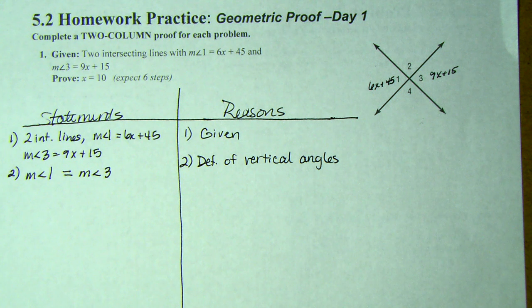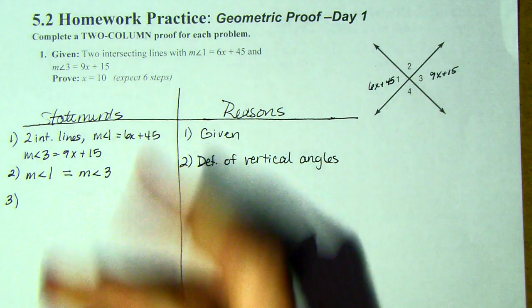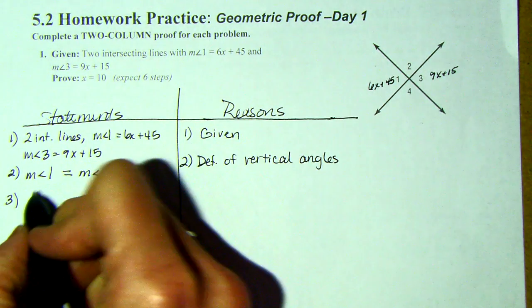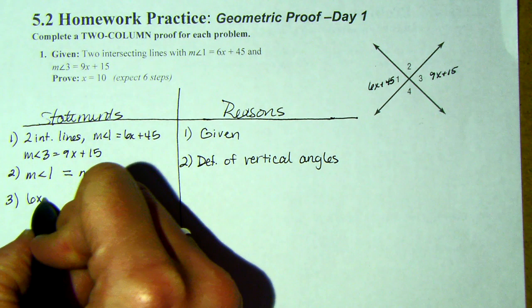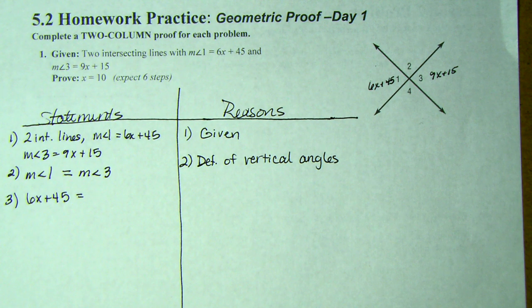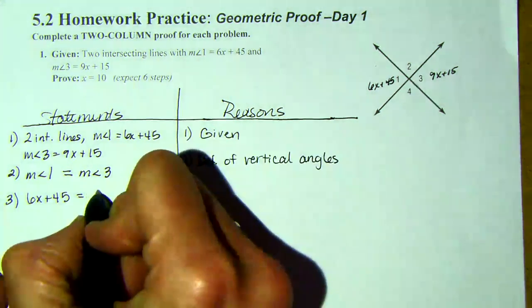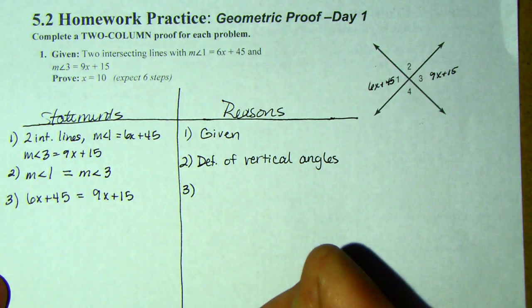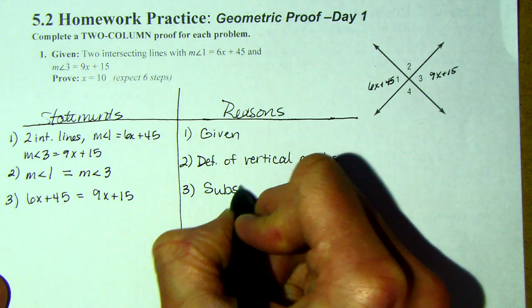So now, Caitlin, I have an equation. Now we can substitute something in, right? So now instead of the measure of angle 1, we are going to replace that with 6x plus 45. And instead of the measure of angle 3, we can replace that with 9x plus 15. And what's our reason? Substitution.